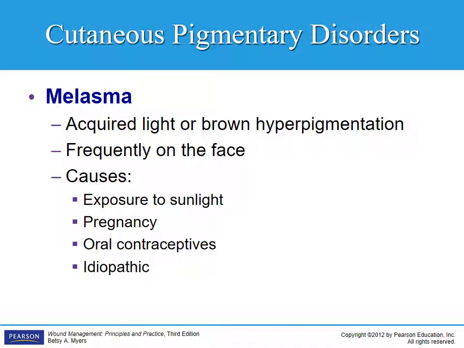Melasma is light or brown hyperpigmentation. It's often called a pregnancy mask. You'll see it when women are pregnant on the face. It can be caused by sunlight, pregnancy, oral contraceptives, or it just happens. But a lot of times they'll call it a pregnancy mask because there's this browning of the skin on the face during pregnancy.